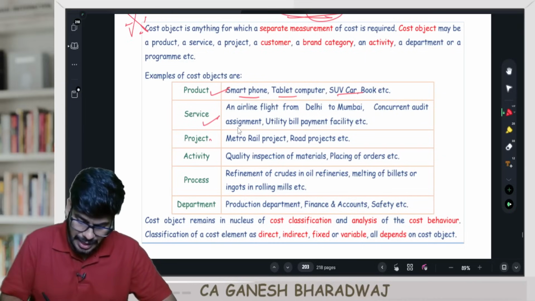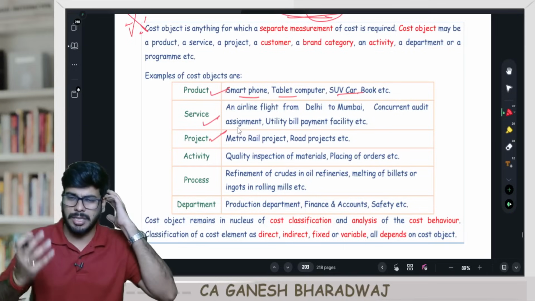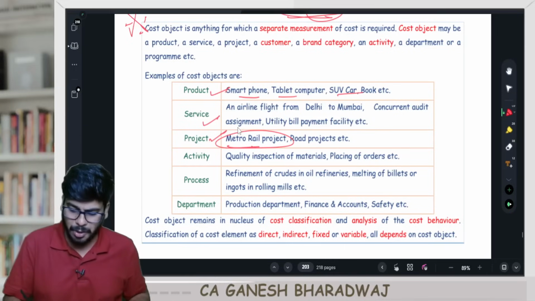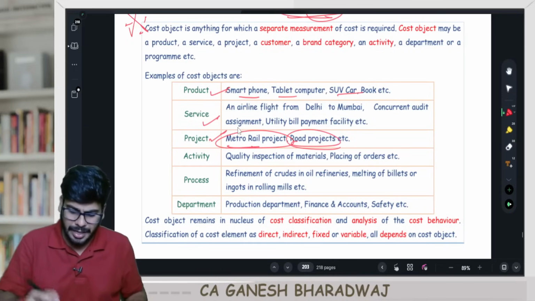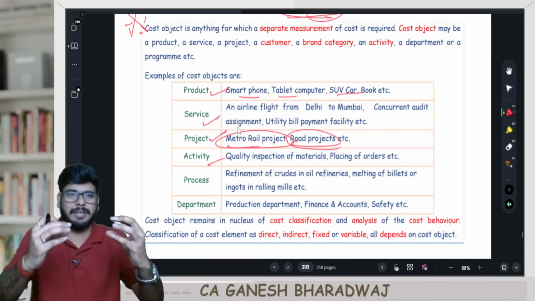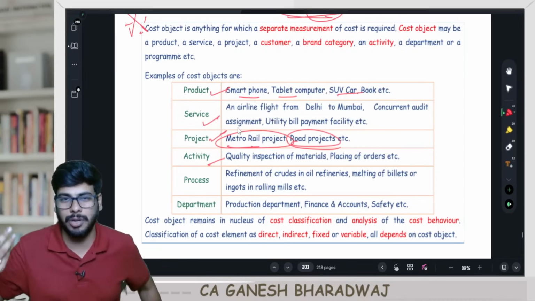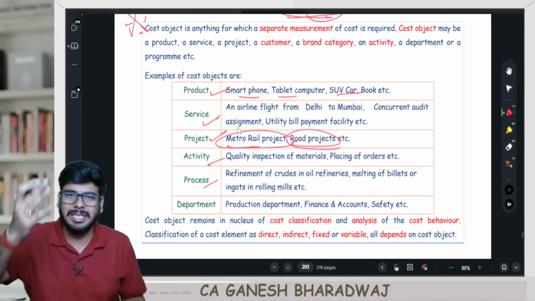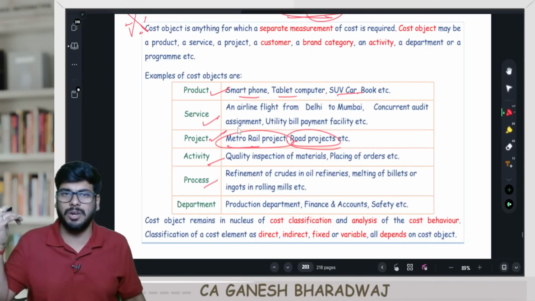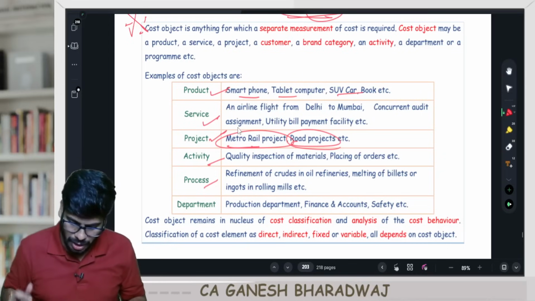It could be a service. In case of a project, for the Chennai Metro Rail project, what is the total cost? I'm collecting the cost. So, Metro Rail project or road project, whatever it is, right? For activities, maybe inspection of material, that is one activity. For this activity, what is the total cost? We popularly call it a cost pool, right? For a process, for process 1, what is the total cost? Process 2, what is the total cost? So, whatever you are computing the cost for, that is called a cost object.